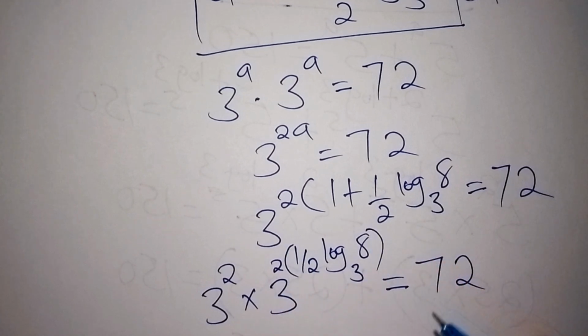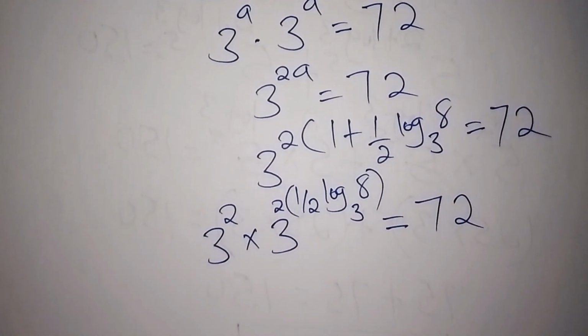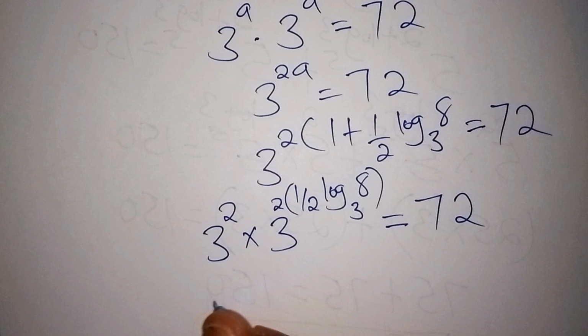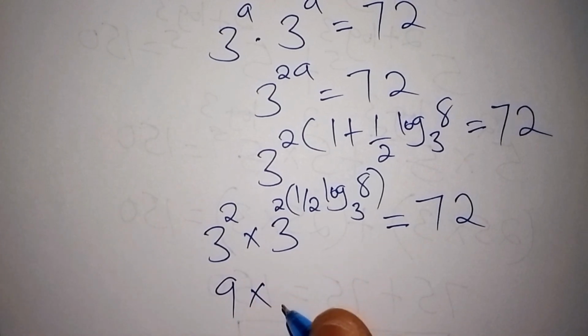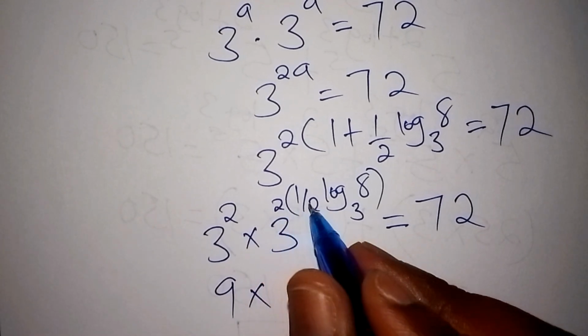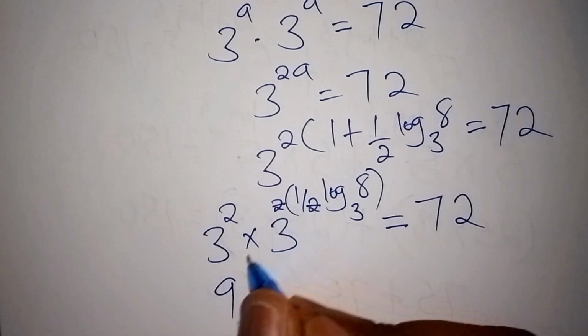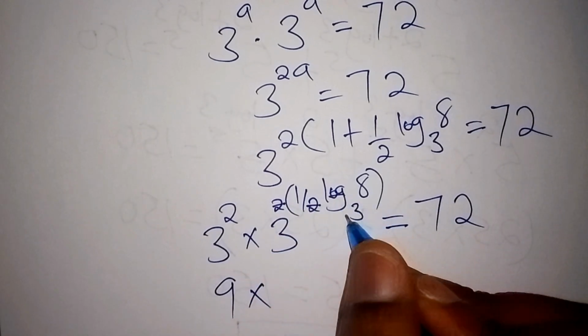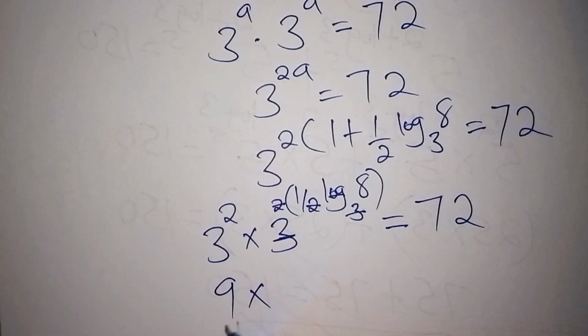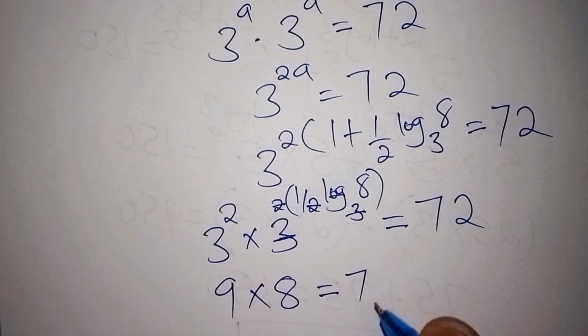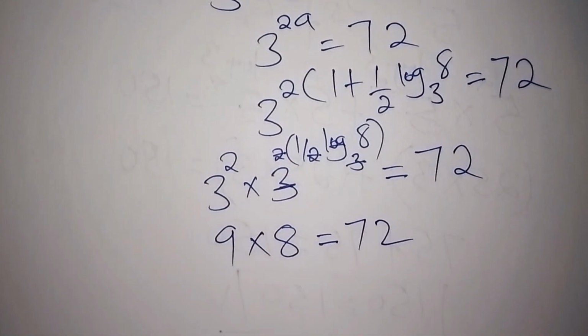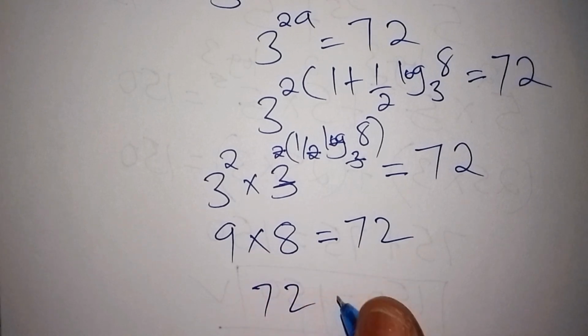So here now we shall say that 3 to the power of 2 is 3 times 3, that is 9, then multiply by 3 to the power of a half, so this 2 and 2 shall cancel. So the log of 3 to the base of 3 shall cancel, so now we shall have 9 multiplied by 8, which is equal to 72. So 9 times 8 is 72, is equal to 72.